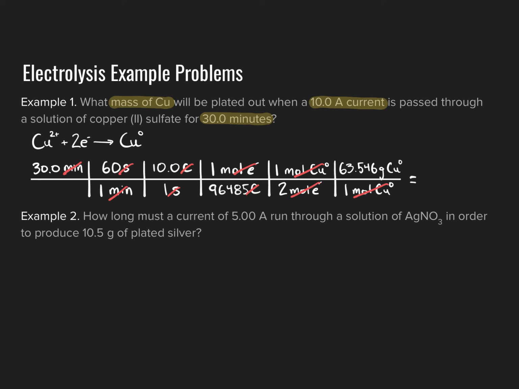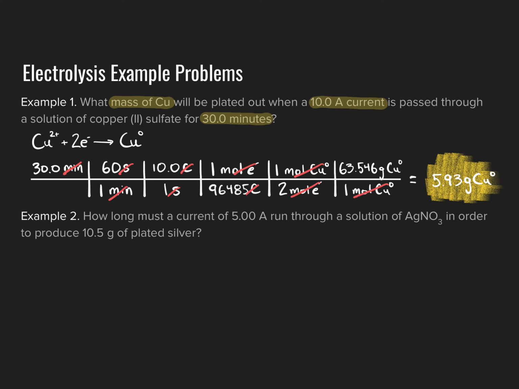And plugging these values into my calculator, I find a value of 5.93 grams of copper can be plated out onto the surface of that electrode over those 30 minutes of running the 10 amp current through our copper 2 sulfate solution. All right, so first example problem done.